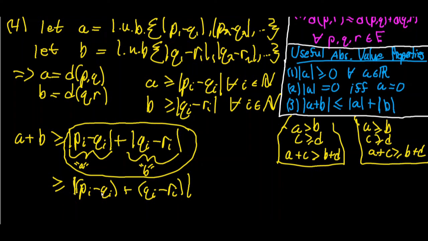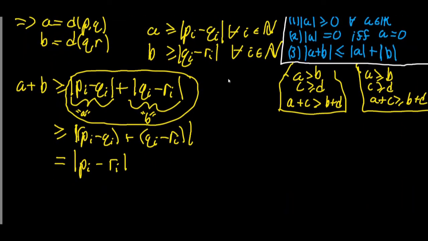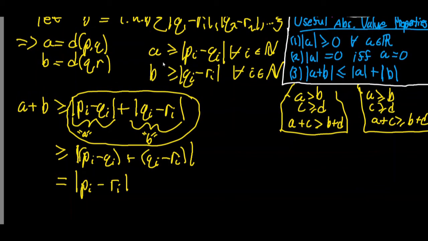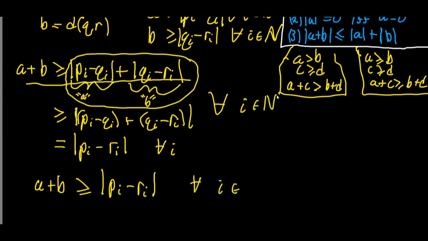And look at this. Since addition is associative, this is the same as Pi minus Qi plus Qi minus Ri without all the parentheses, and these Qi's cancel. So I have negative Qi plus Qi, and I have Pi minus Ri. Remember, this property holds for all i. Since these two hold for all i, it follows that this holds for all i. Therefore, A plus B is greater than or equal to the absolute value of Pi minus Ri for all i in the natural numbers.